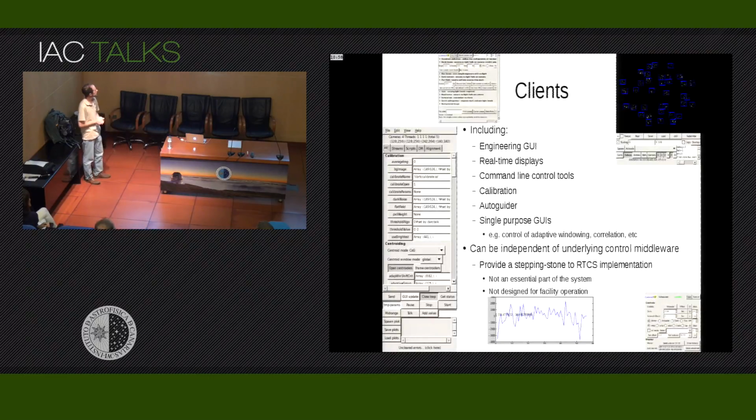Clients. We have many different clients. None of these are an essential part of the system. They include an engineering GUI, that's seen on the left-hand side. Real-time displays. Now, this one at the top here is a real-time display.